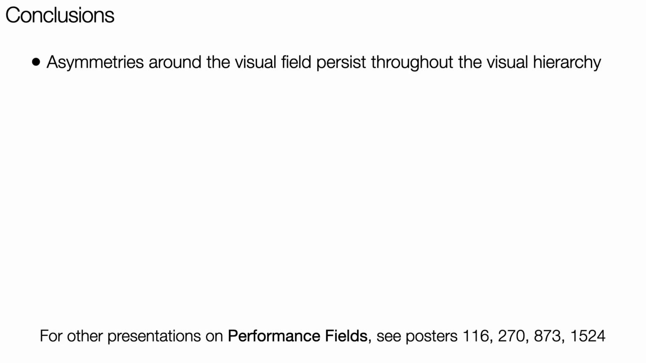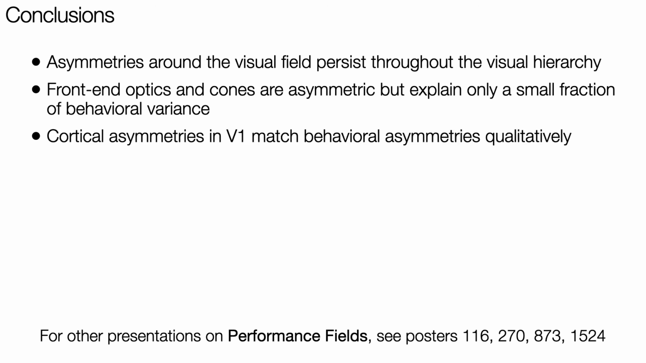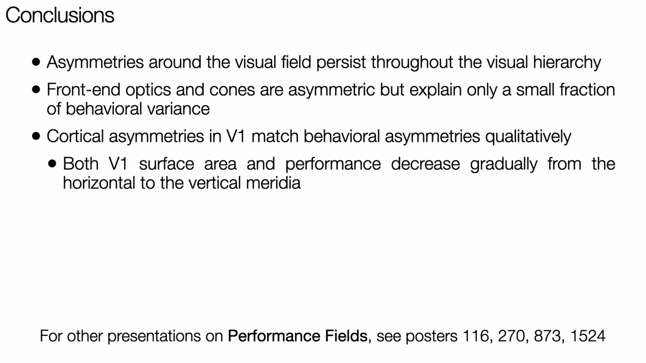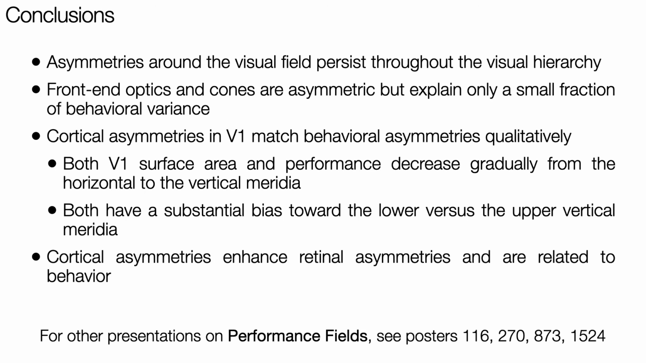To conclude, asymmetries around the visual field persist throughout the visual hierarchy, and although front-end optics and cones are asymmetric, they explain only a small fraction of behavioral variance. In cortex, asymmetries in V1 are a good qualitative match to behavioral asymmetries, with both V1 surface area and performance decreasing gradually from the horizontal to the vertical meridians. Additionally, both cortex and behavior have a substantial bias towards the lower versus the upper vertical meridians. Finally, cortical asymmetries enhance retinal asymmetries and are related to behavior.